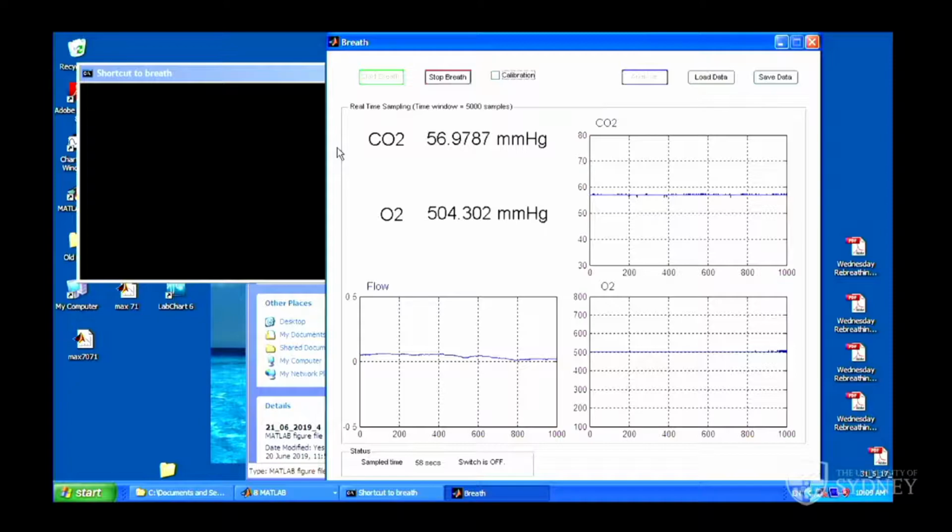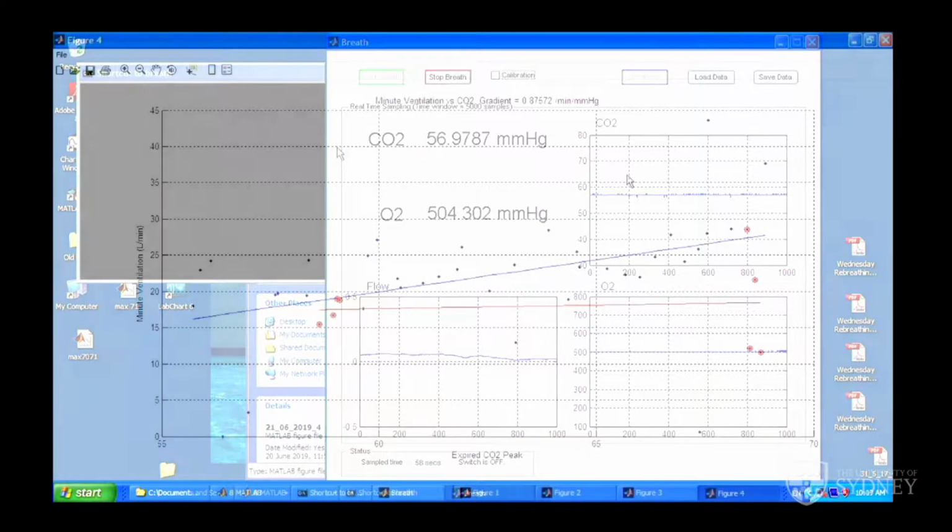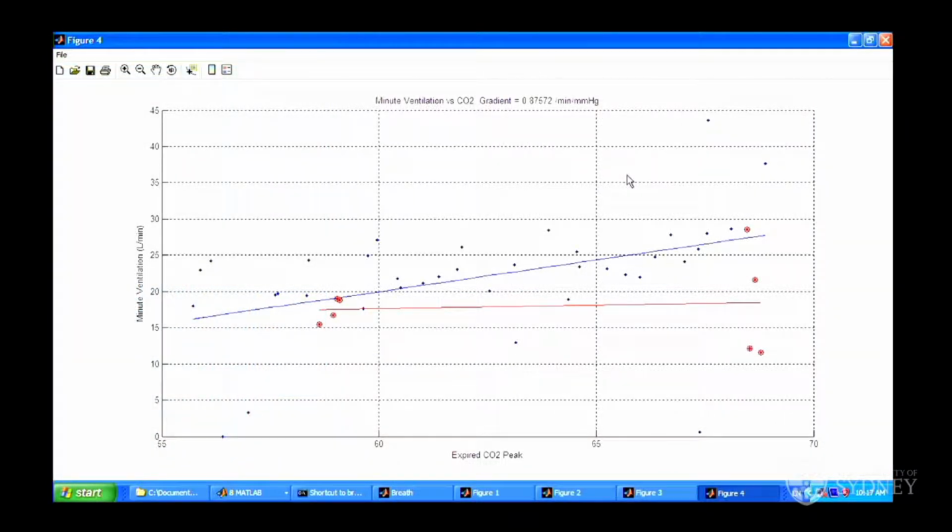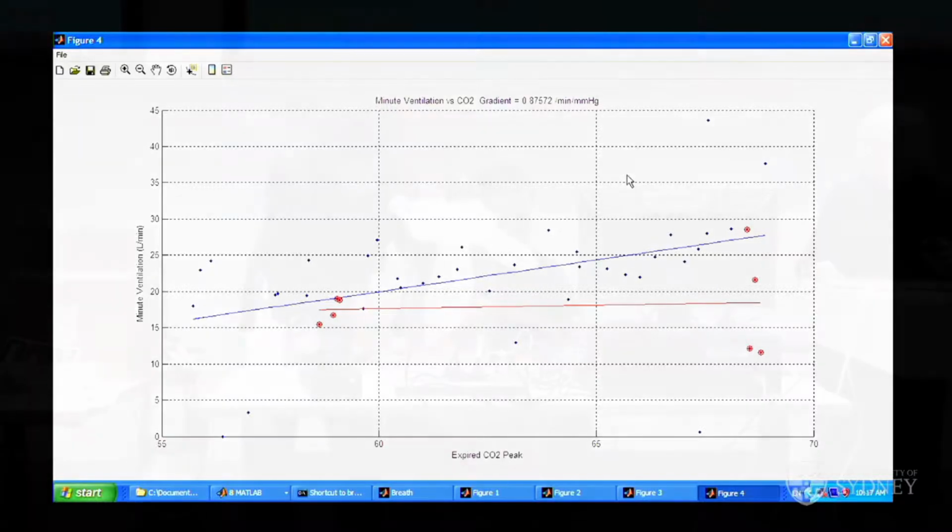This particular experiment also gives an opportunity to talk about what stimulus to breathing and some of the things that affect the drive to breathe.